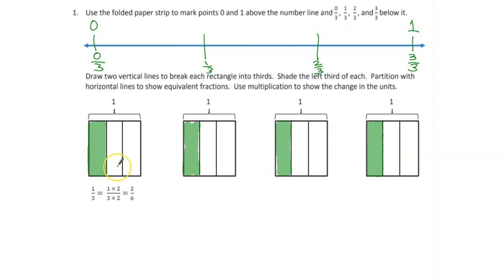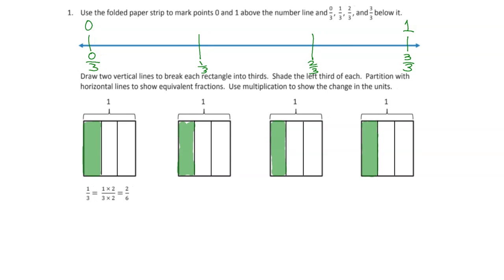We're going to go ahead and follow the rest of the directions. We shaded in the left 1/3, or the left third of each, and now we're going to partition with horizontal lines to show equivalent fractions. So as you can see, here they give us the example, they give us the multiplication to show the change in the units, but we have to still make our horizontal partition. Our horizontal partition is going to be 1 partition to make our 2 halves. We got an upper half and a lower half now. So now we have 1/3, and that 1/3 is equal to 1/3 times 2 halves, which gives us 2/6. We have 2 shaded in out of 6.